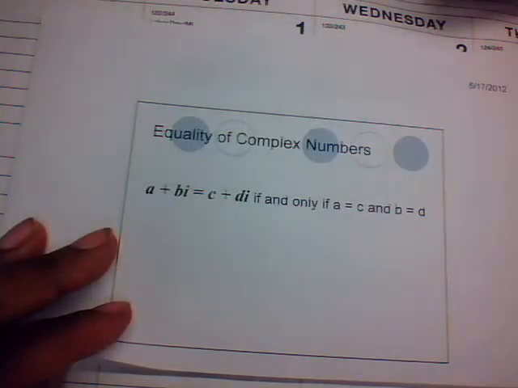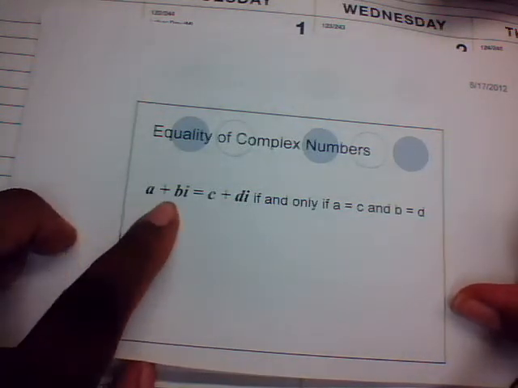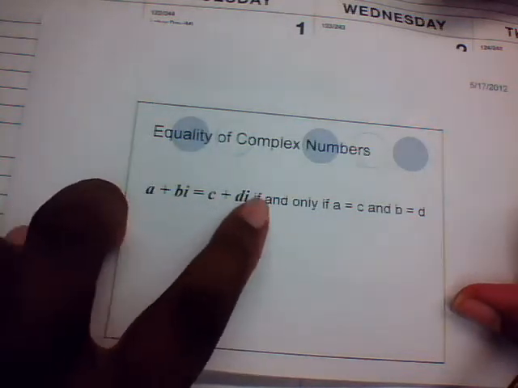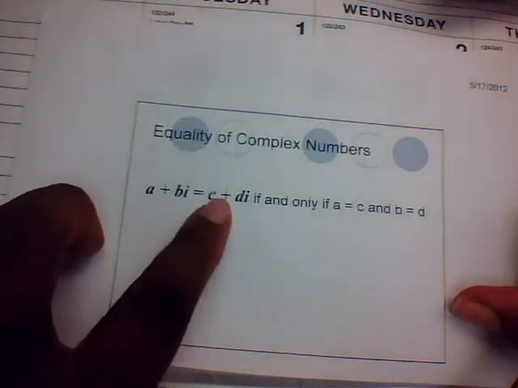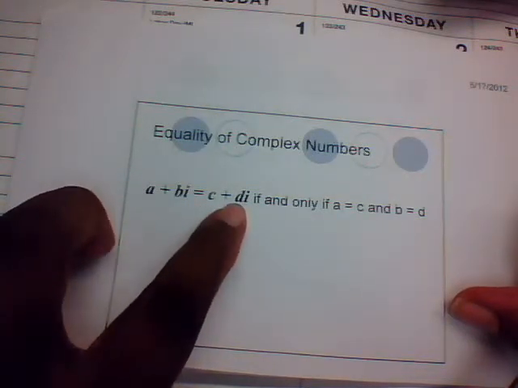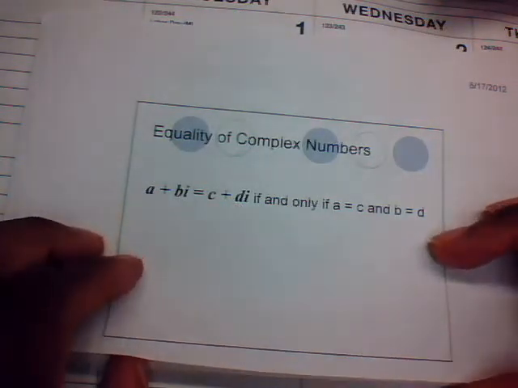Okay. And the equality of complex numbers: a plus bi is equal to c plus di if and only if a is equal to c and b is equal to d. This is basically the equality of complex numbers.